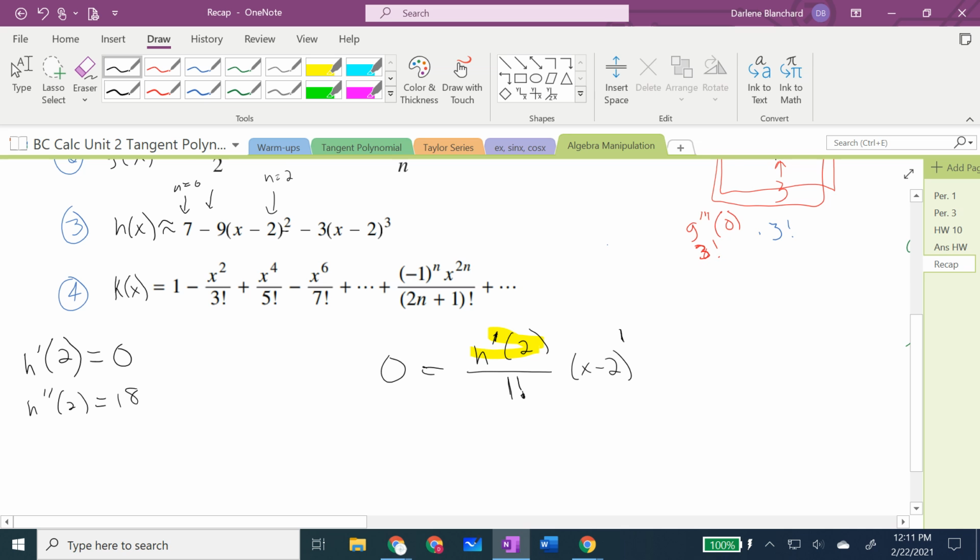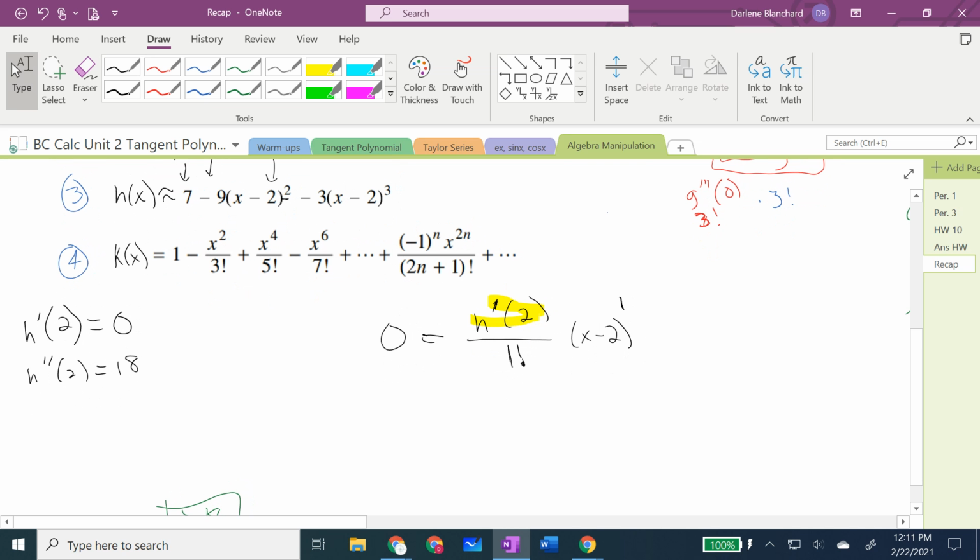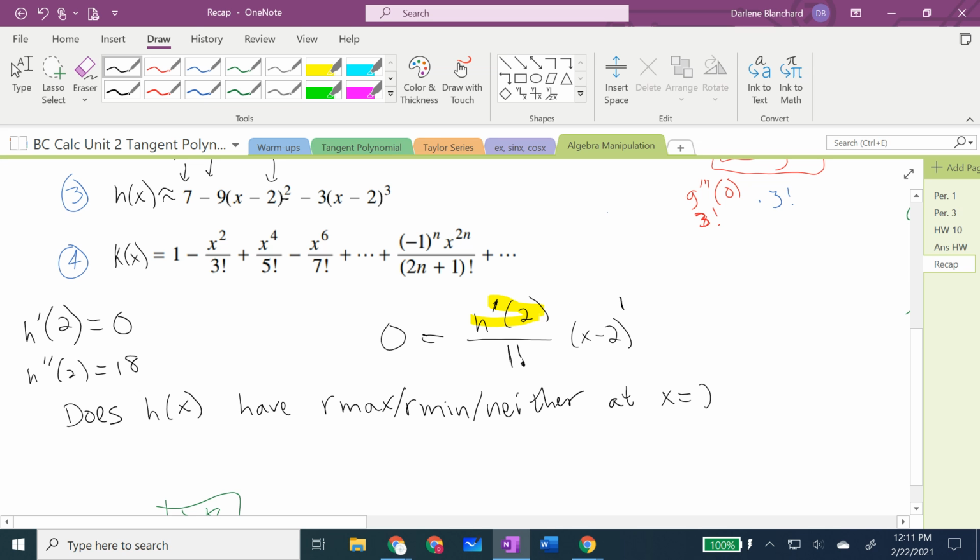Can you then tell me the answer to this question? Does h have a relative maximum, a relative minimum, or neither at x equals 2? And justify.